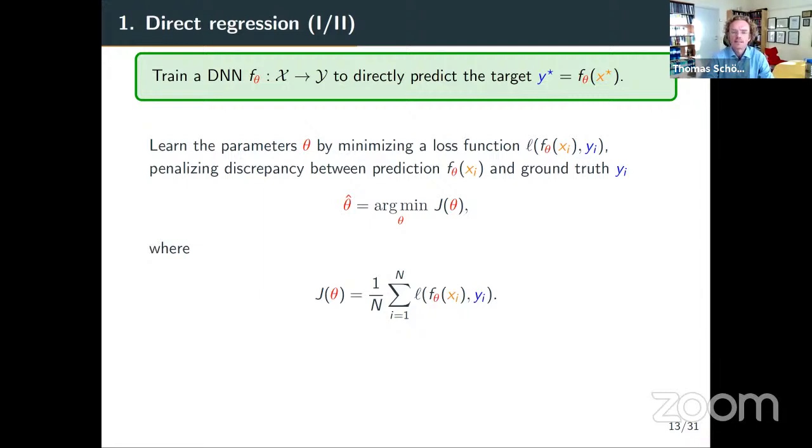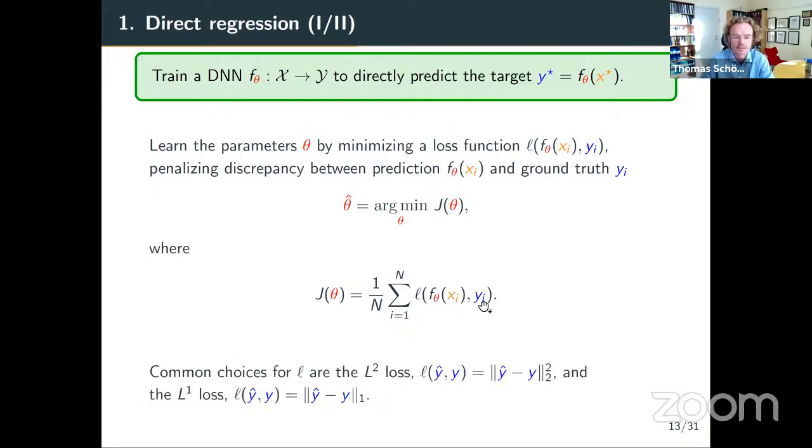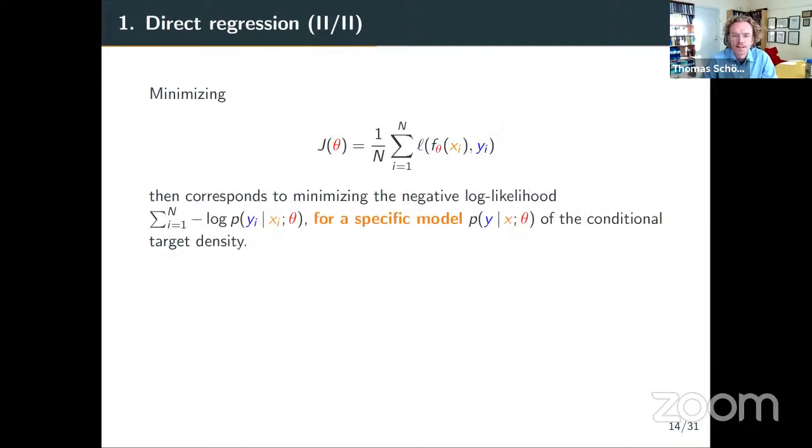learning parameters theta that minimize a loss function that somehow measures the discrepancy between the prediction that we have and the real measurements that are available. So quite standard. And commonly we use the L2 or L1 loss, or of course other choices. Okay, so that's all good and fine.